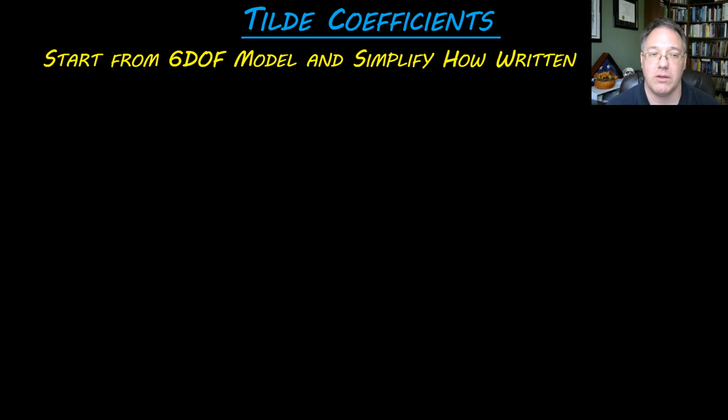Now as we do this, I'm going to introduce something we call these tilde coefficients. These actually do come in a little bit in the 6 degree of freedom model. You can use them also. But really what we're doing is starting with that full 6 degree of freedom model and just simplifying how it's written. There's no concept really going on here other than algebra.